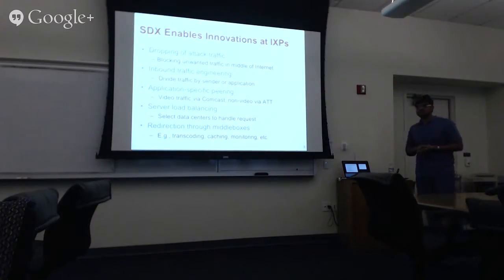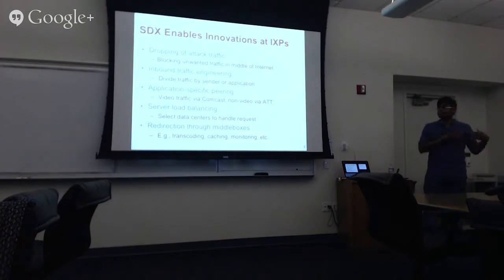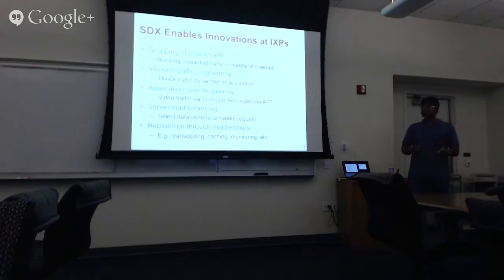Then there is server load balancing, where we can offload this functionality for which we are using DNS, which decides which request should be routed to which data center. That can be offloaded to the STX itself, and you can make redirection decisions at a much finer level of granularity.